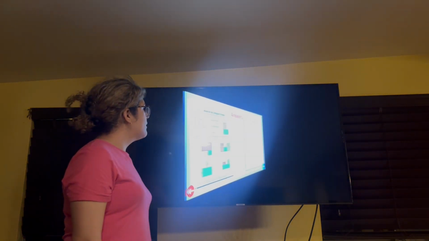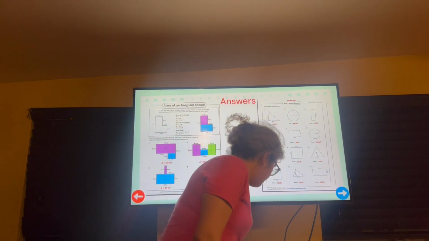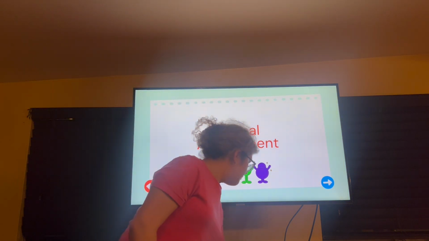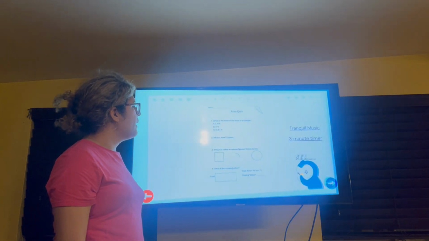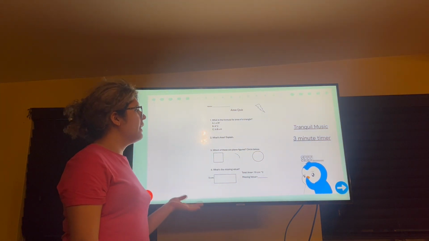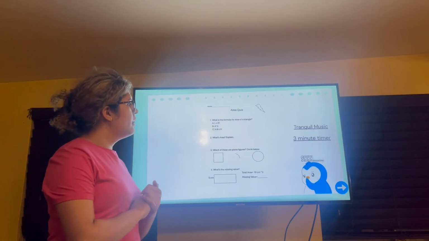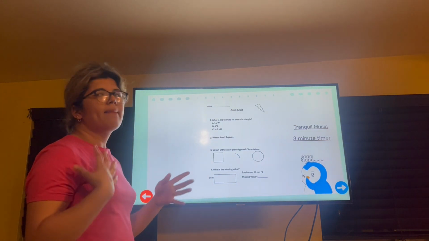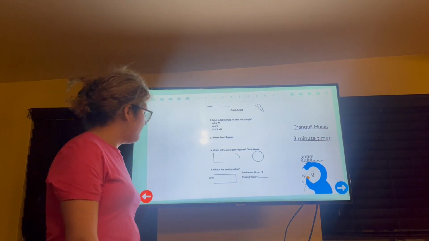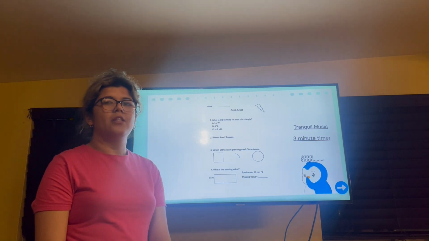Then we'll move forward and just go over the answers once again. And then formal assessment. So you guys should have all received a paper that looks just like this. I will be playing some tranquil music. I would prefer if you guys keep your voices to a low level, and truly think about it and work on it. I really appreciate this. I'll be walking around to support students and answering questions as well.